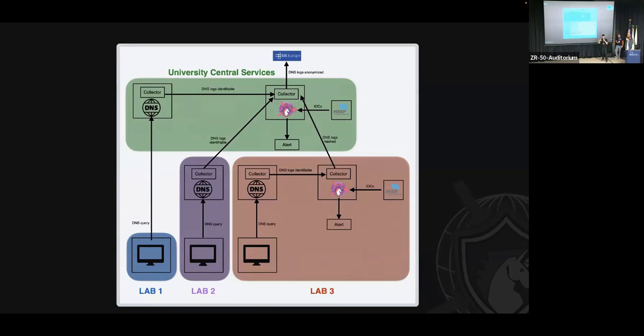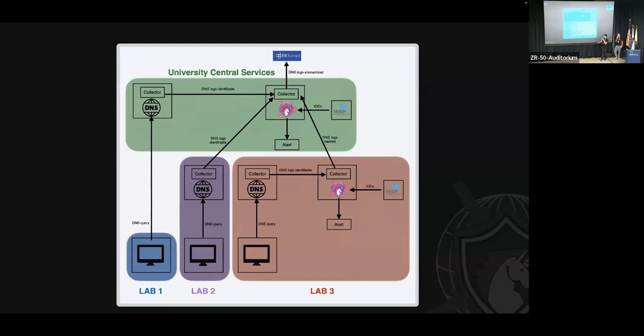So let's imagine that we are at Berkeley, and Berkeley has a specific lab. This lab has no expertise in IT, has no resources to manage any computing resource. They have their own laptops, and they use the DNS resolver of Berkeley to do all the resolutions. So what is going to happen is that we will use, as Christos was saying, the DNS to forward the DNS logs to our correlation engine, and then we will trigger the alerts.